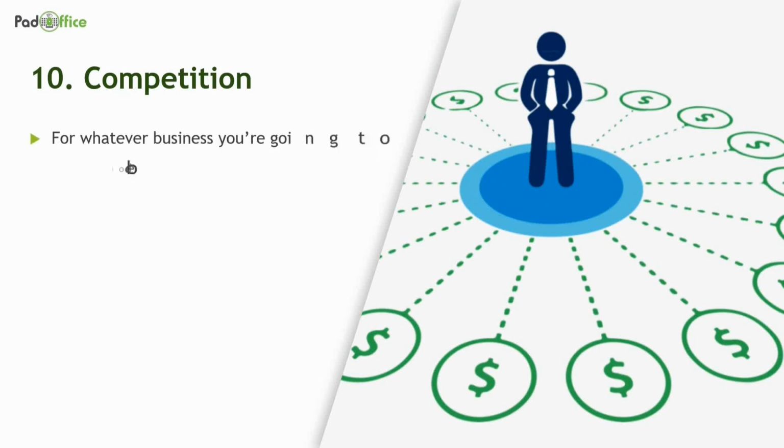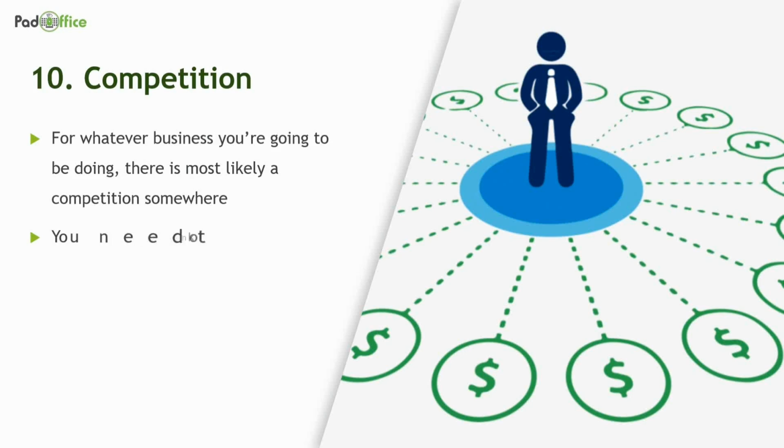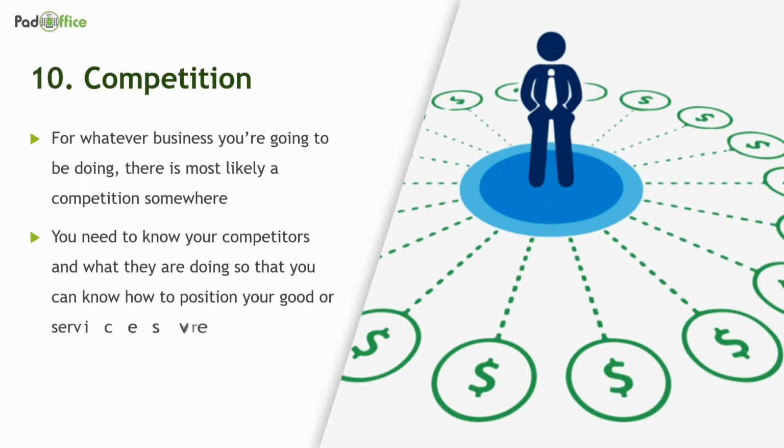Number 10, competition. For whatever business you are going to be doing, there's most likely a competition somewhere already. So you need to know your competitors and what they are doing so that you can know how to position your goods and services very well. We're going to talk more about this in Module 1, Video 7.